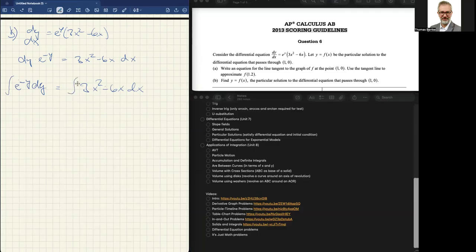Integral and integral. So now I find antiderivatives for both sides. Let's start with the easy side. This here is going to be x cubed divided by 3. That eliminates the 3. This here is going to be x squared divided by 3. That's 6 over 3. That's 2. And then plus c over here.